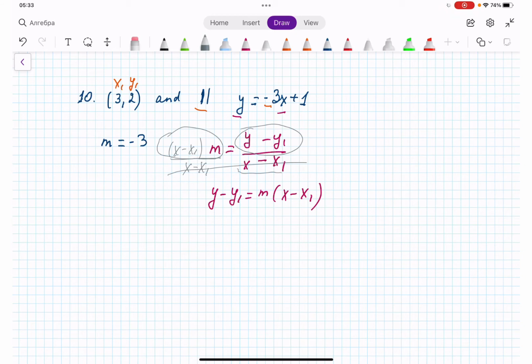Okay? All right, now let me move on to building this equation. So y minus y1, which is 2, equals m, which is negative 3, times x minus x1, which is 3. And there we go. We got our equation. I'm not asking to simplify because in the multiple choice that is given, it's not simplified. So you will want to pick and write down in this format. Okay? All right. Question number 11.